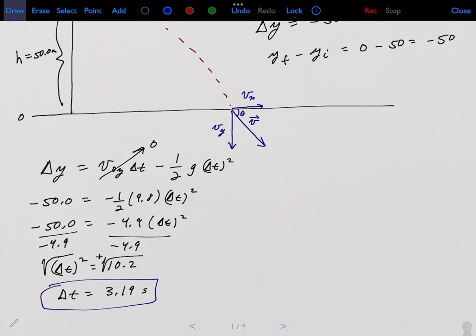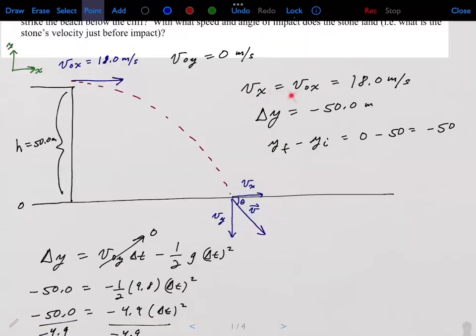All right, what about the second part of the question? What is the velocity right before it hits? What's the magnitude and direction of velocity? Well, if we can find the components of the velocity, then we can figure out the velocity itself. The x component I already know. Remember, the x component is the same as the initial, right? We did that here. The Vx is simply going to be 18.0, same as what it was initially, because it doesn't change in the x direction.